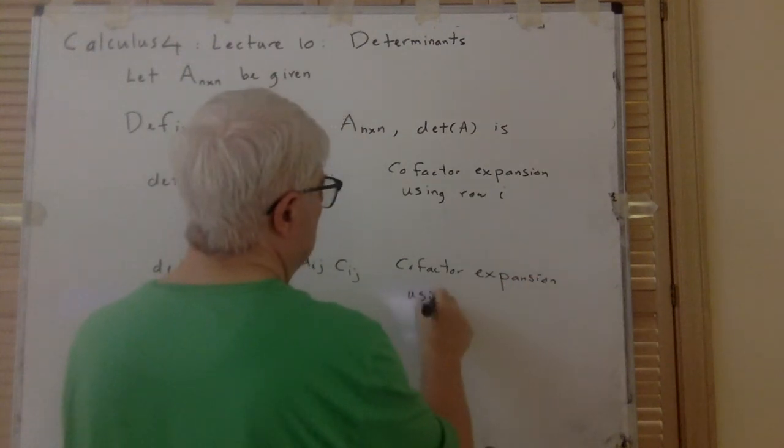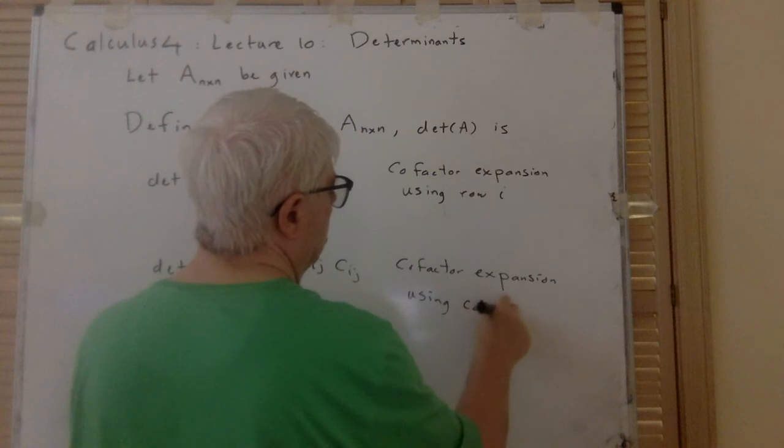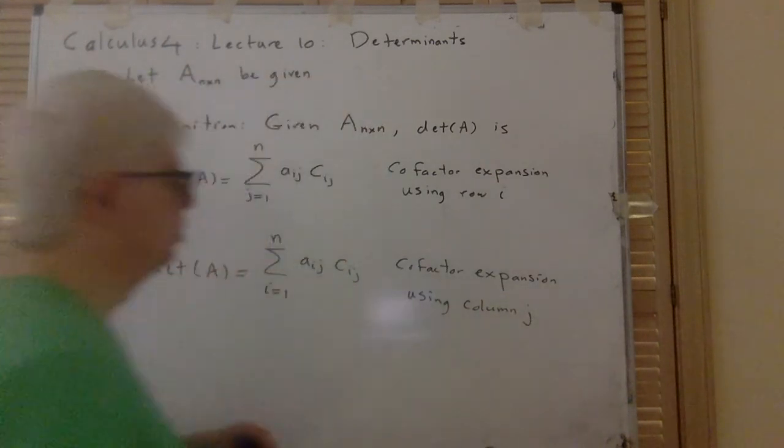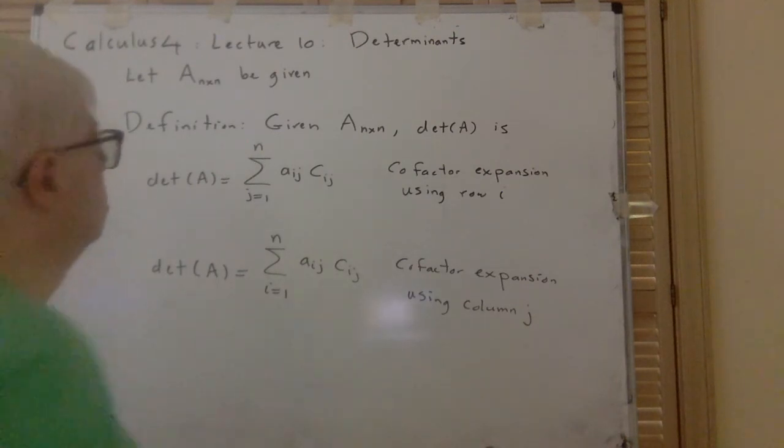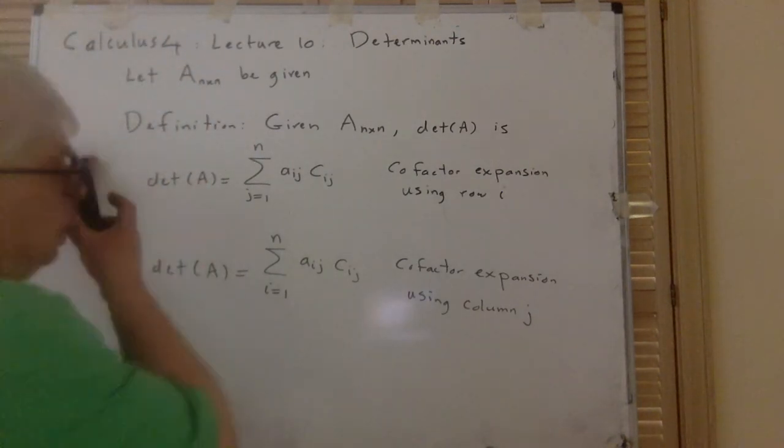Using column j. So the column is fixed in this case, and depending on the situation, if you are finding a determinant by hand, then look at rows and columns. If you see a row or a column has too many zeros, for example, because 0 times Cij is 0, that makes things much easier for you. Depending on the situation, you can choose one of them.